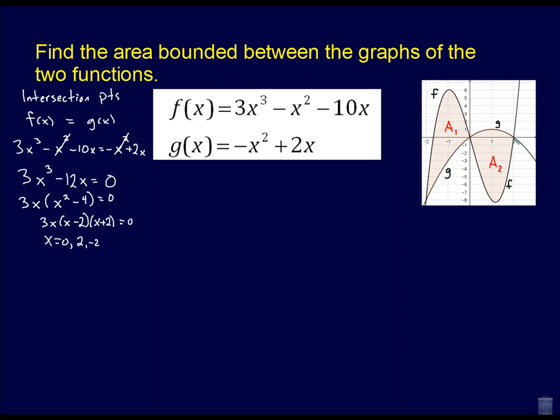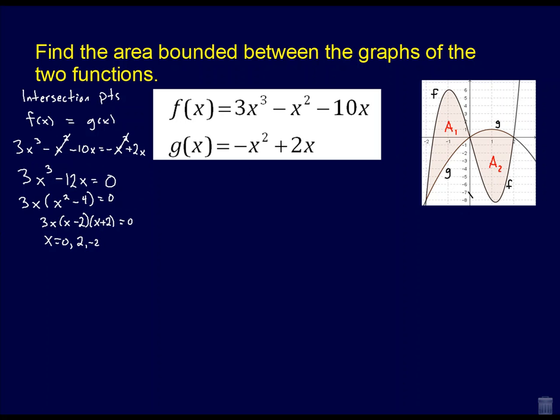Now notice though, in the first region that I've designated area 1, in that section between x equals negative 2 and 0, the graph that is above the region is the graph of f of x, the cubic function, which continues on and follows around over here. And then the lower function is the quadratic function g, which is this parabola right here. I'm tracing it out right here.